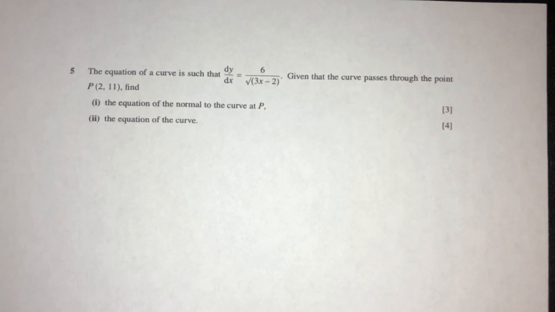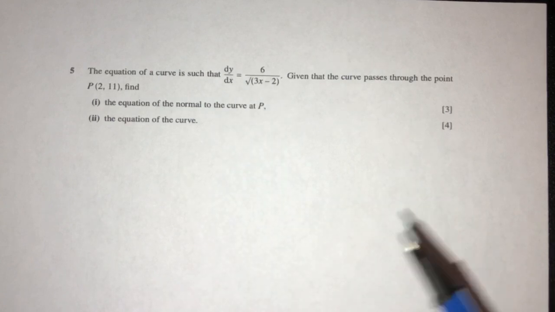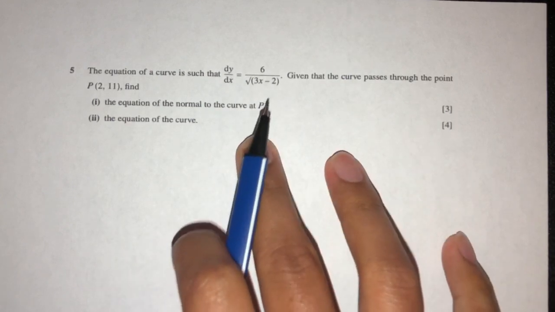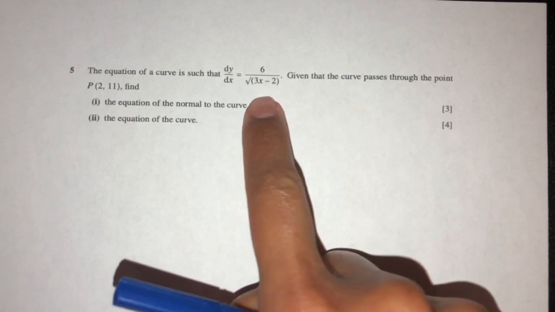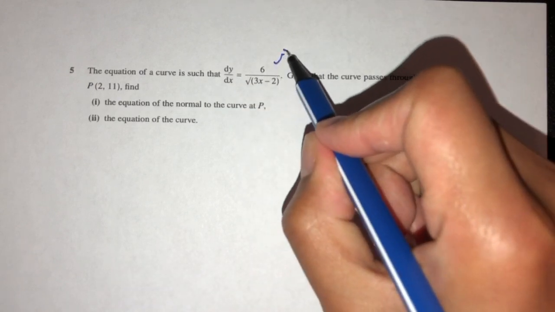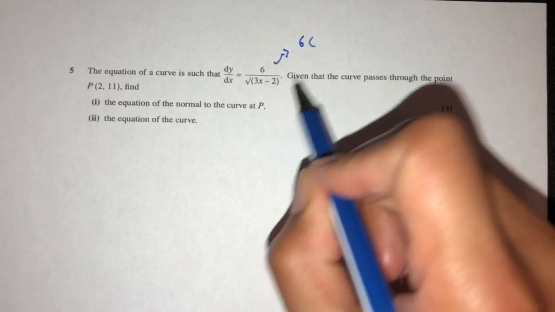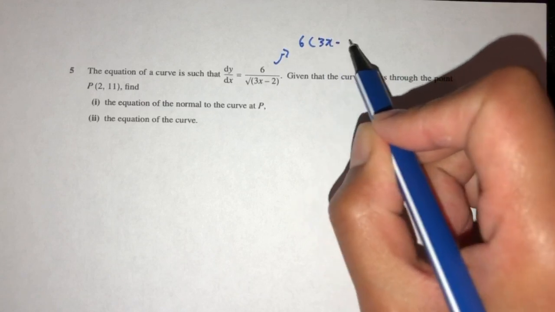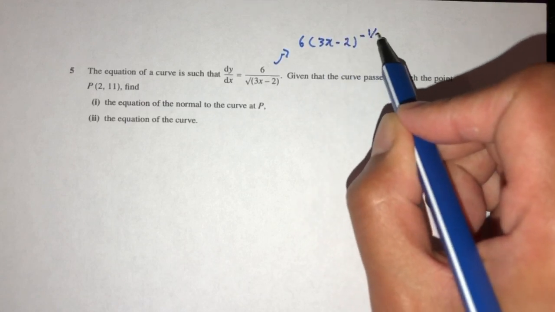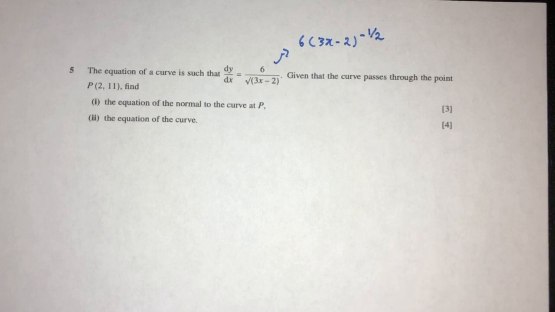Let's move on to the next question. The equation of a curve is such that dy by dx is given to you by this. Great. Now what is the first thing you can do? You understand that we can rewrite this equation. For example, I can write 6, I can take this up, that will become (3x minus 2) to the power of minus half. I hope that makes sense because I know that square root is power half, and when you bring the power from the base to the top, the sign will change by the laws of indices, right?